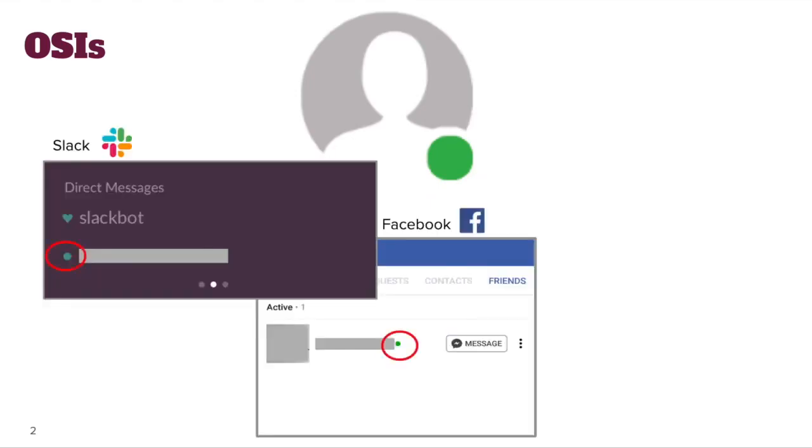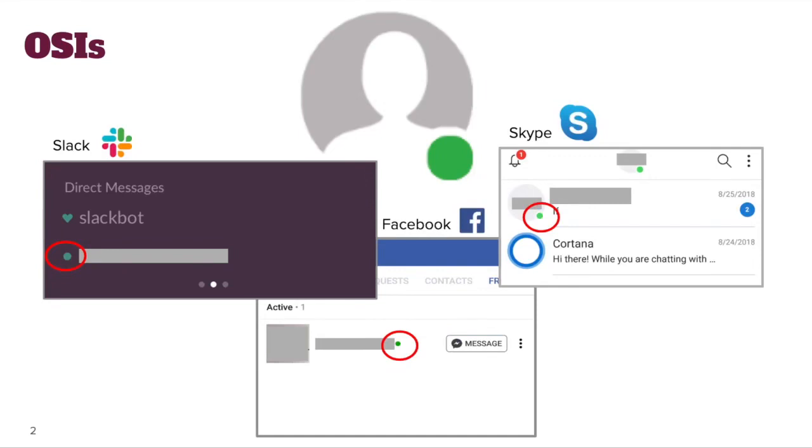Online status indicators, or OSIs, are interface elements that convey whether someone is online. For now, you can think about the green dots that you've probably seen in popular apps such as Facebook, Slack, or Skype. But after this talk, you'll have a much broader understanding of what OSIs might look like.